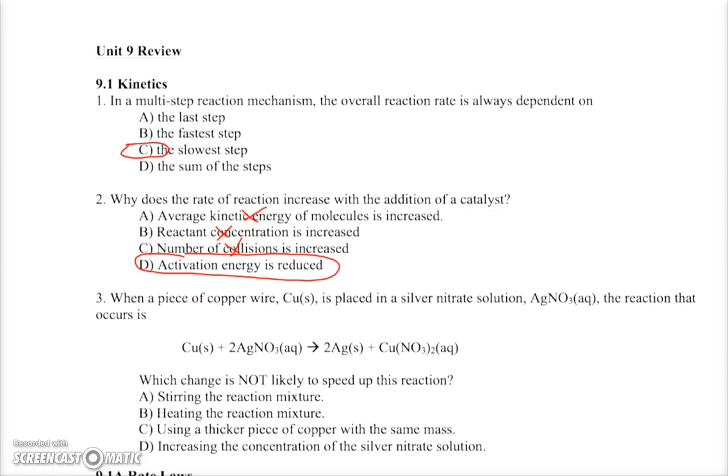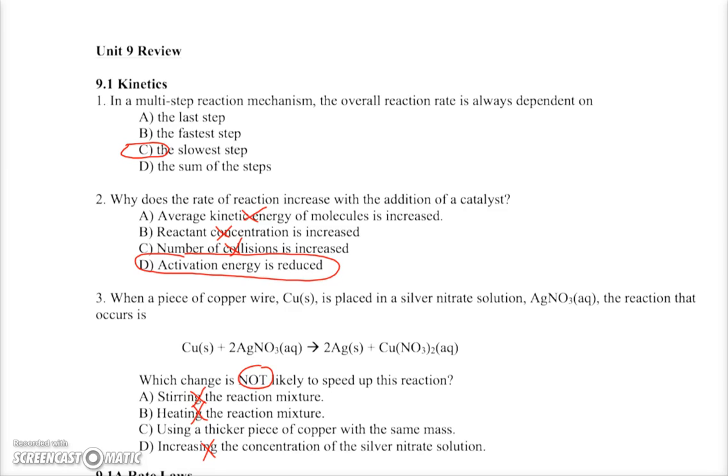Number 3, when a piece of copper wire is placed in a silver nitrate solution, the following reaction happens. Which change is not likely to speed up this reaction? Well, stirring the reaction mixture will speed it up, so that is not a correct answer. As will heating the reaction mixture, that will also increase the rate of the reaction. Another one of these choices that will increase the rate of the reaction is increasing the concentration of the silver nitrate. So A, B, and D all increase the speed of the reaction.